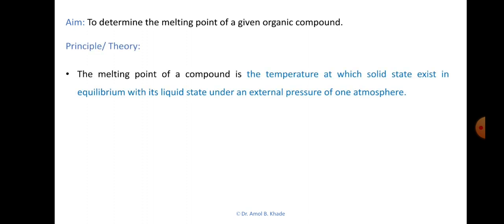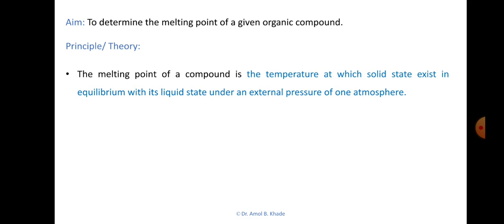So first we will see what is the principle behind this determination of physical constant or the melting point. First of all, we should understand what a melting point is. As the name indicates, it is going to melt. Okay, and it is the point or the temperature at which the solid state exists in equilibrium with its liquid state under an external pressure of 1 atmosphere. So in brief, we can summarize: the melting point is the point at which the solid gets converted into a liquid state. That point where it converts from solid state to liquid state, we can note down that temperature, and that temperature is considered the melting point of that substance.